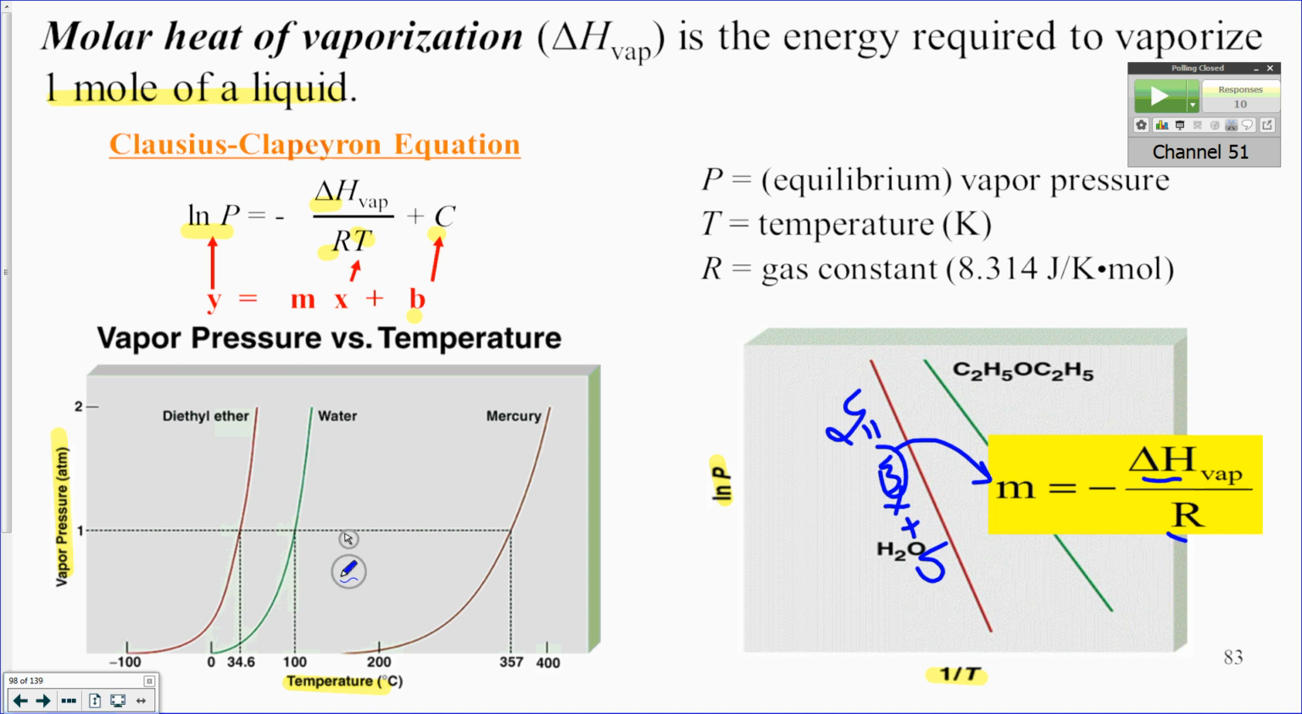So that gives us a simple way to calculate delta H. If we want to isolate delta H, the molar heat of vaporization, it's going to be slope times R, and there's a negative over here, so we need to change the sign. So we do this linear fit, find the slope, multiply by R, 8.314, change the sign, and we've got the molar heat of vaporization. This is the most common way we calculate the molar heat of vaporization.